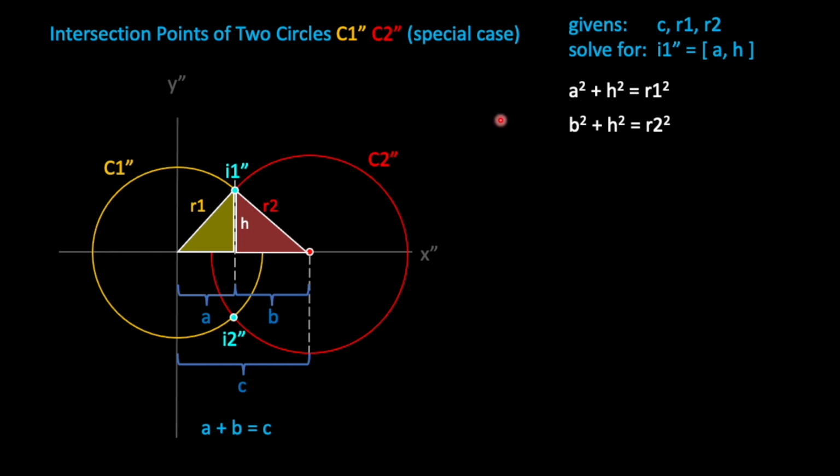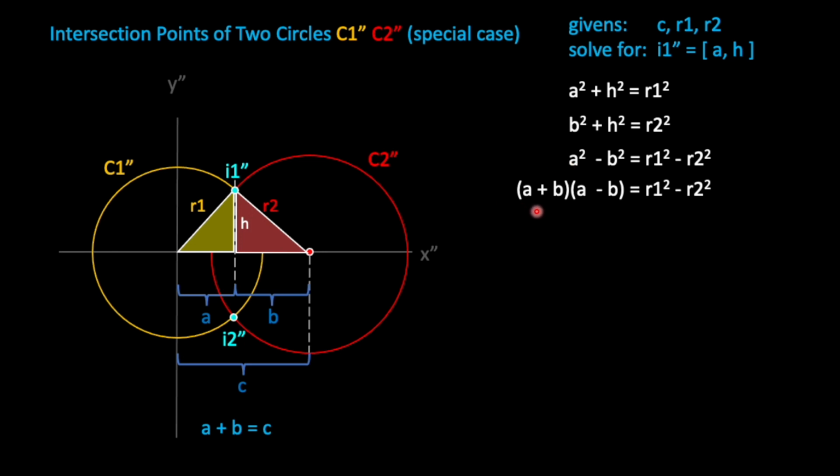So the first step we're going to do is eliminate H squared. So just subtract the second equation from the first. Now I've got an A squared minus B squared on the left. And I got an R1 squared minus R2 squared on the right. Okay, so the next thing I'm going to recognize is I've got a difference of squares, and I can factor it. So you remember this, right? So A plus B times A minus B is the way you can factor this difference.